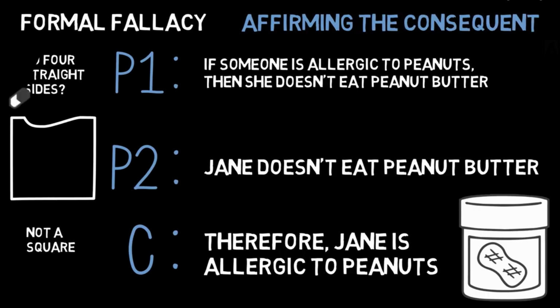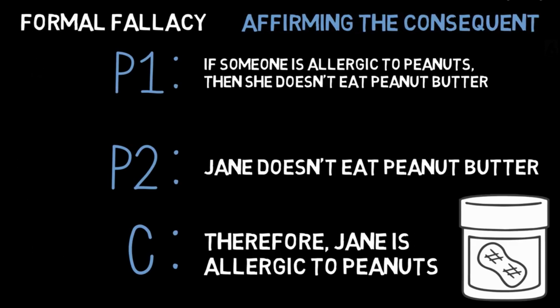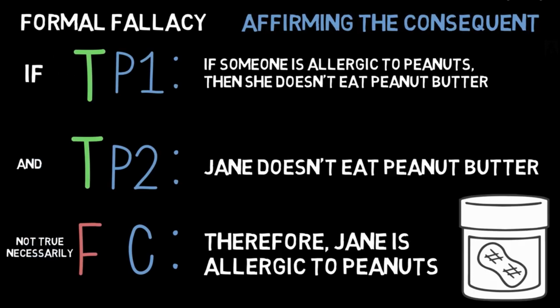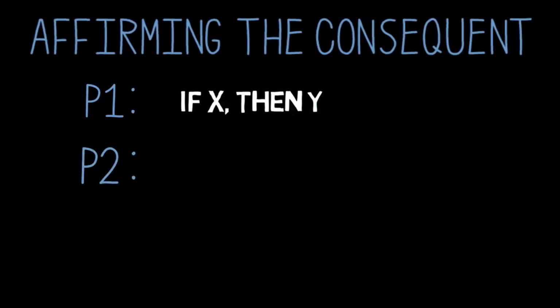This fallacy is apparent if you consider that Jane just might not like peanut butter. So simply because Jane doesn't like peanut butter, she doesn't eat it. Given just the fact that she doesn't eat it, and the conditional in premise 1, we cannot conclude that Jane is allergic to peanut butter. This form of fallacy can be represented in the following way. If X, then Y. Y, therefore X.